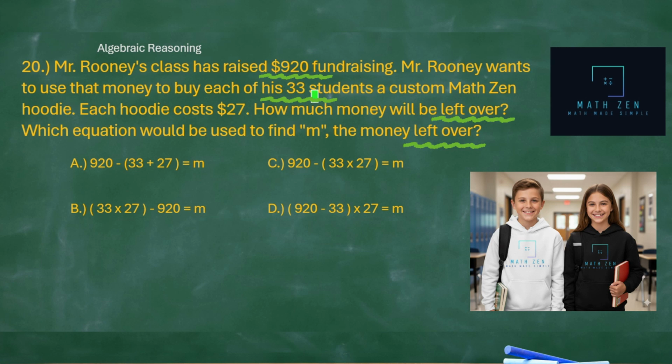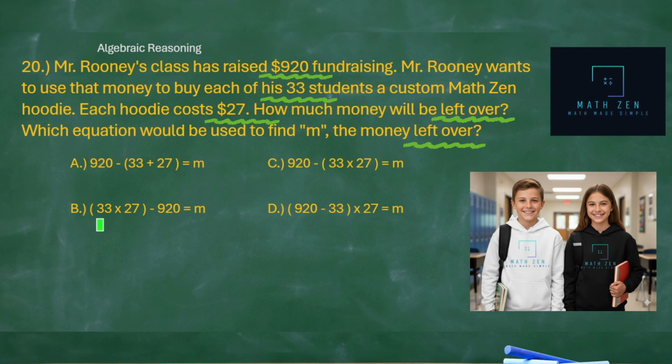So what I'm looking for is one of these equations that somehow takes away the cost of 33 sweaters from our total of $920. So if we look here, A says $920 minus 33 plus 27. This one is very tricky because if this plus sign was a multiplication sign, this is exactly what we wanted. So unfortunately, this plus sign makes it wrong.